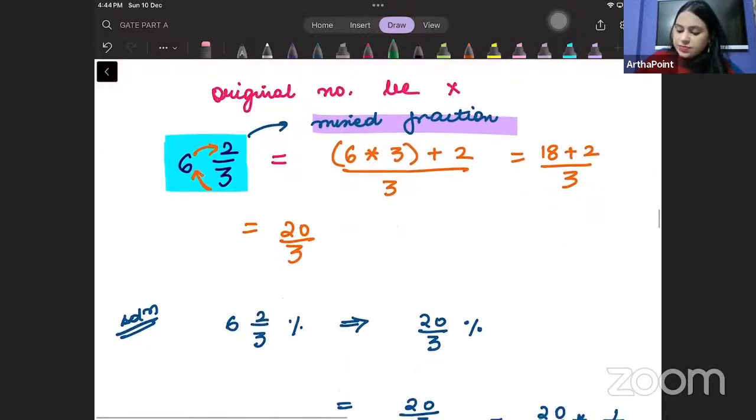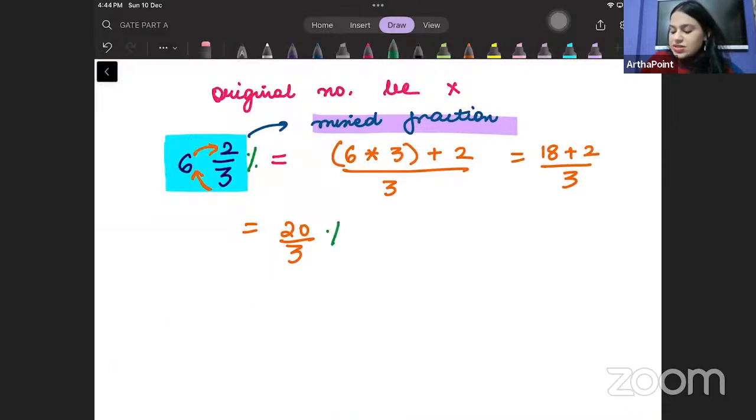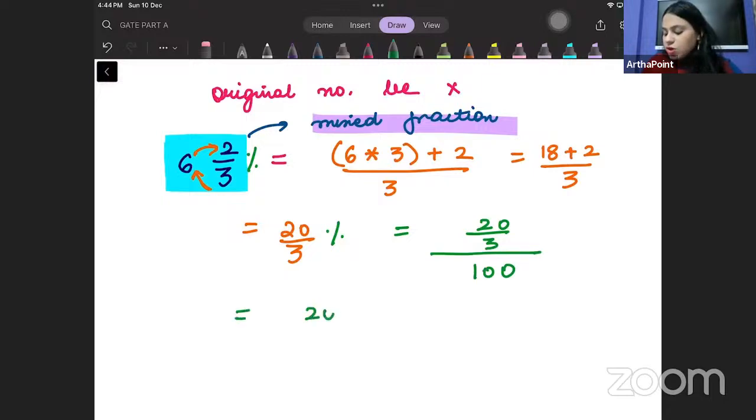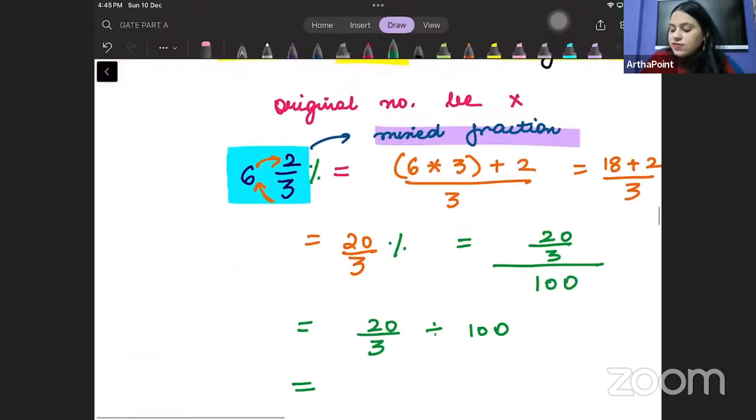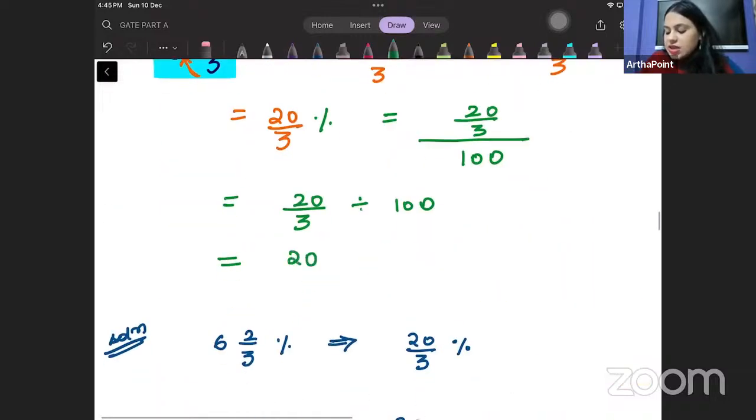But beta, we see that there is a percentage sign here. And how do we convert percentage and fraction? क्या पढ़ा है हमने percentage को fraction में convert करने के लिए? So in order to convert percentage to fraction, we will divide by 100. So बेटा ये होगा 20/3 divided by 100. बेटा whenever you have to divide, you can multiply with the reciprocal. So if I have to divide this by 100, इसका मतलब हो गया I will multiply it with 1/100.